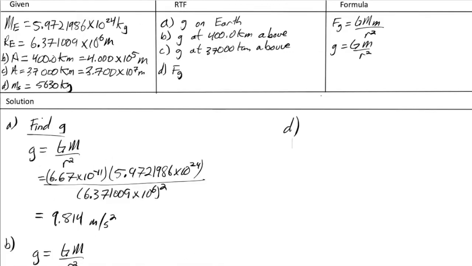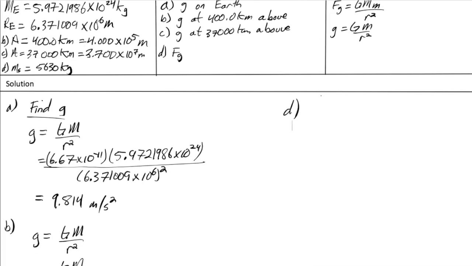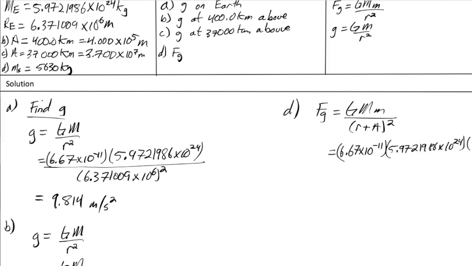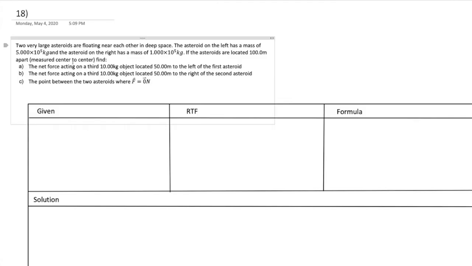Finally, part D, looking for the force of gravity of our satellite up at that altitude. So FG is equal to big G, big M, little m over R plus our altitude squared. So our gravitational constant times the mass of the Earth times the mass of the satellite divided by the radius of the Earth plus the altitude of our satellite, all squared. Again, do not forget the brackets. So we get a force of gravity of 1,192 newtons.